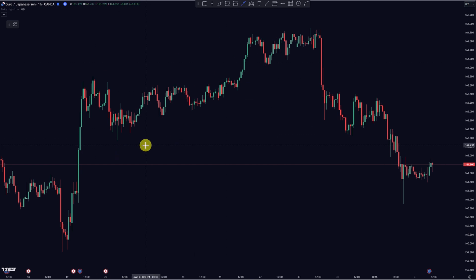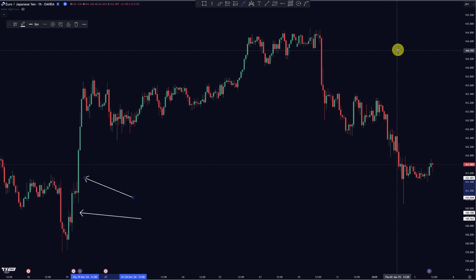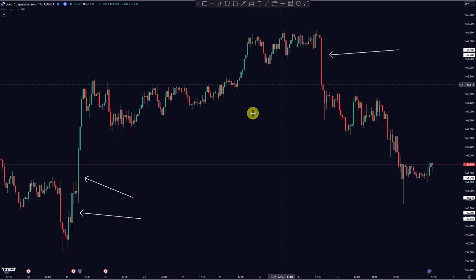So when we look at this chart, a few stand out. We have some here, here, and one here. Those candles are much larger than our typical price candles, so they are a very good starting point when it comes to identifying supply and demand zones.